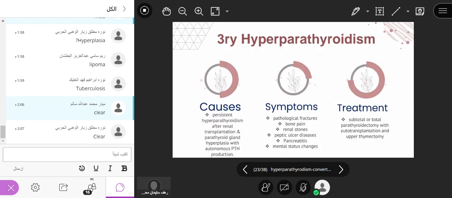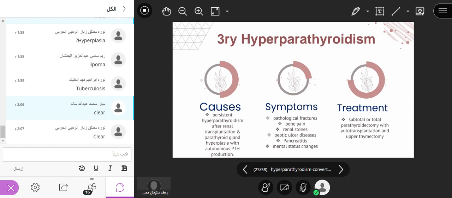Tertiary hyperparathyroidism. Its cause is persistent hyperparathyroidism after renal transplant, with parathyroid gland hyperplasia and autonomous parathyroid hormone production. Its symptoms are similar to the previous: pathological fracture, bone pain, renal stone, peptic ulcer, pancreatitis, and mental state changes.